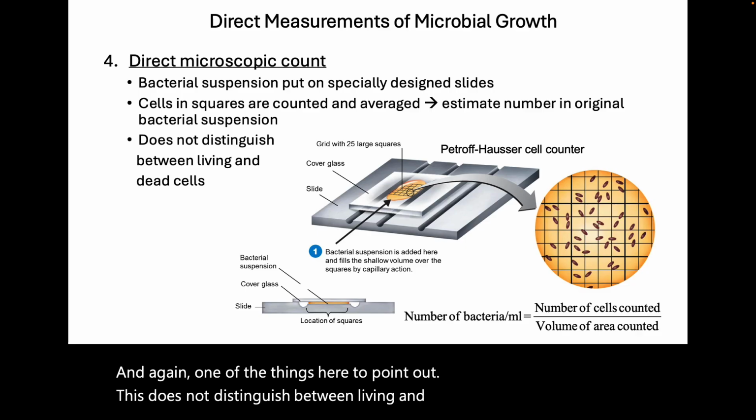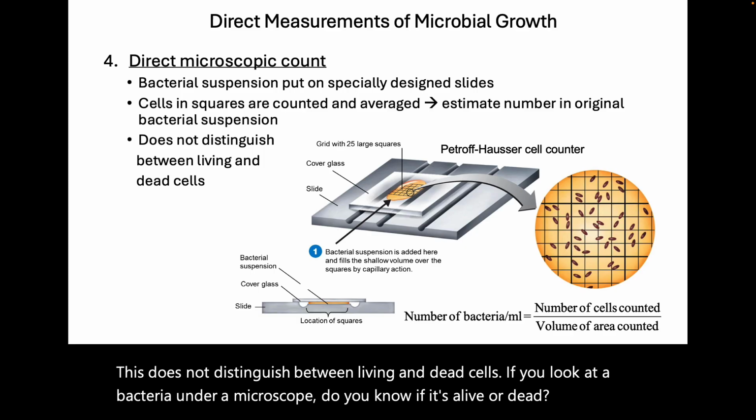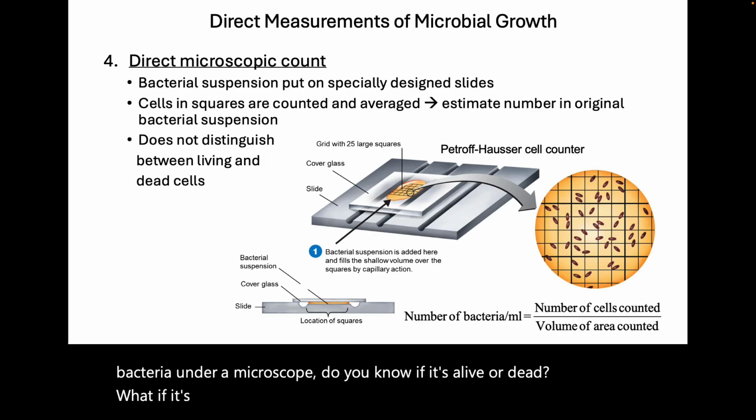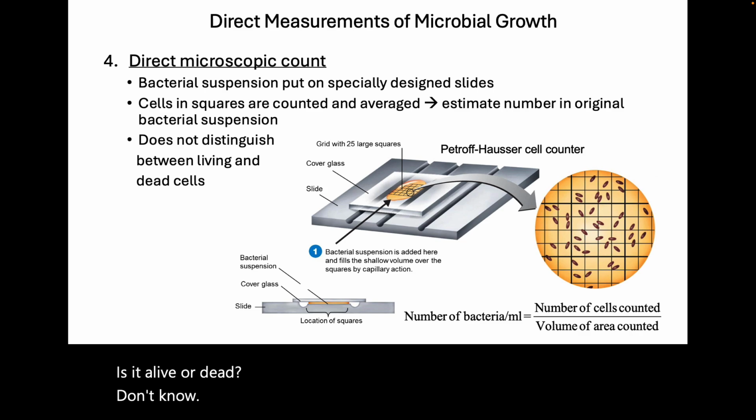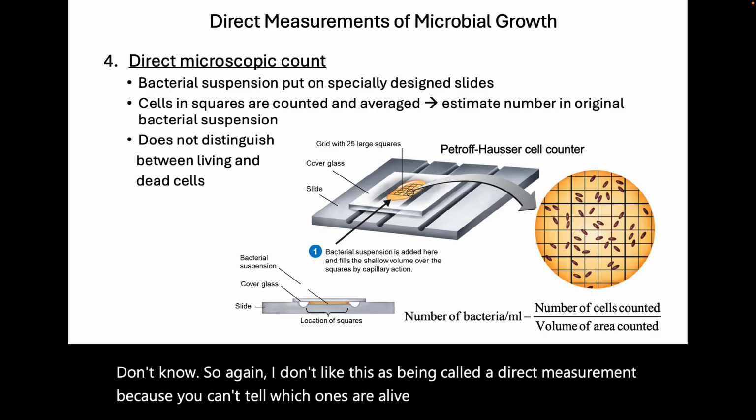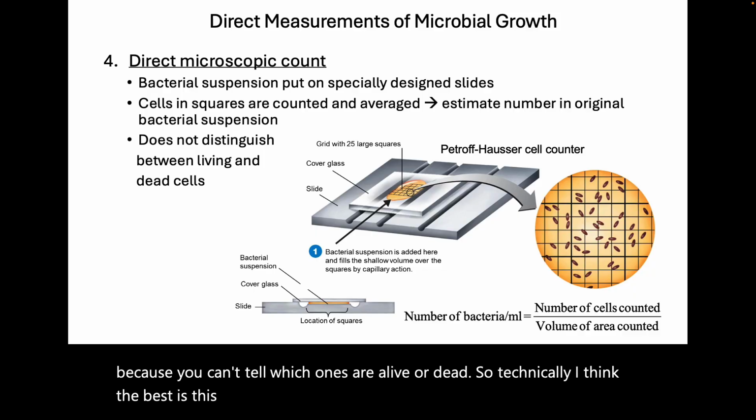If you look at a bacteria under a microscope, do you know if it's alive or dead? What if it's a non-motile species? How do you know, just sitting there? Is it alive or dead? Don't know. So again, I don't like this being called a direct measurement because you can't tell which ones are alive or dead. So technically, I think the best is the spread plate, the plate count.